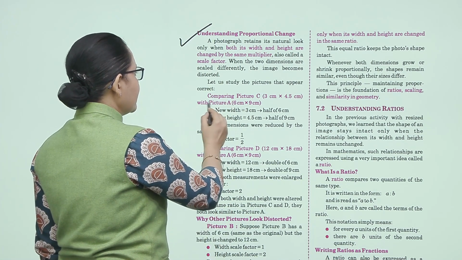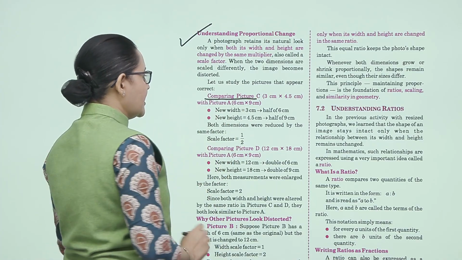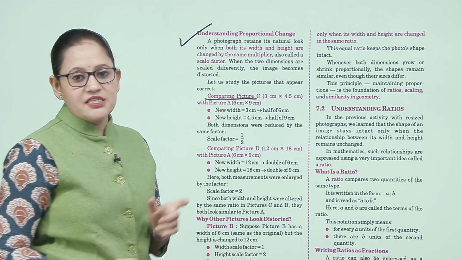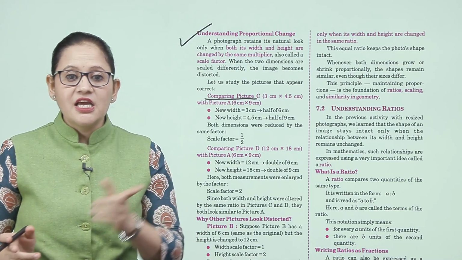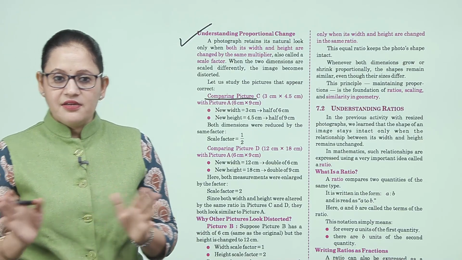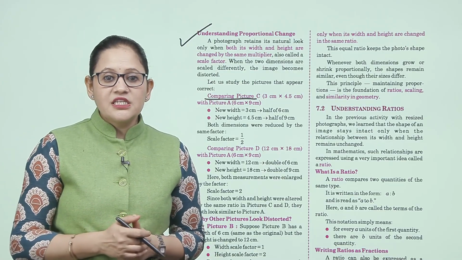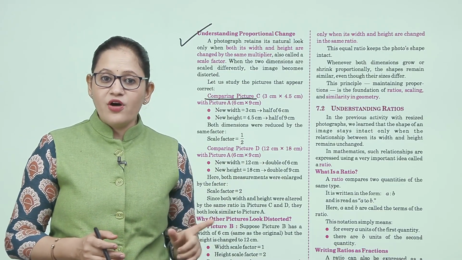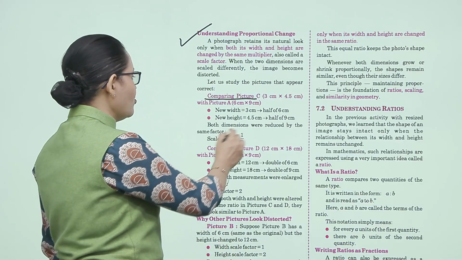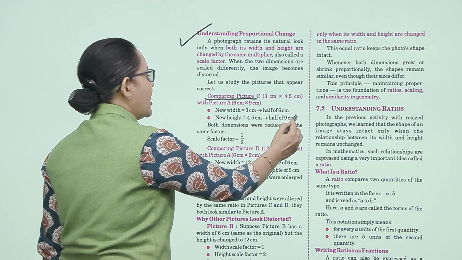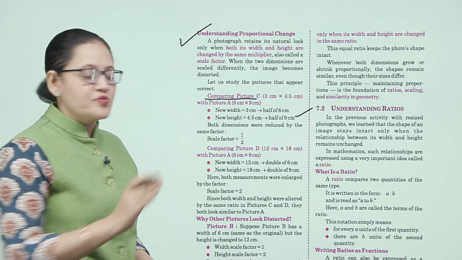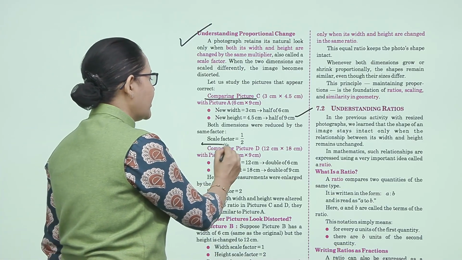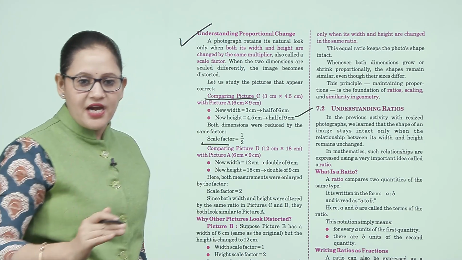Let us study the pictures that appear correct, comparing picture C, that is 3 centimeters by 4.5 centimeters, with picture A, that is 6 centimeters by 9 centimeters. New width 3 centimeters is half of 6 centimeters, and new height 4.5 is exactly half of 9 centimeters. So both dimensions are reduced by the same factor, the scale factor, that is half. Both are reduced by half.